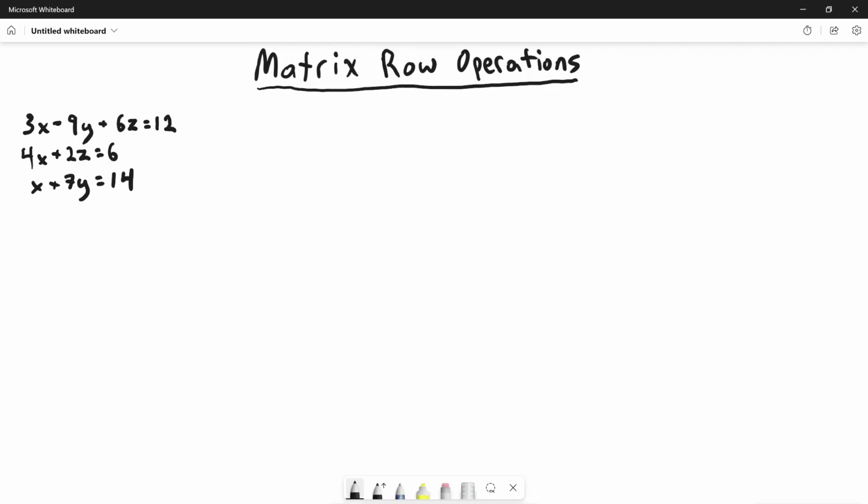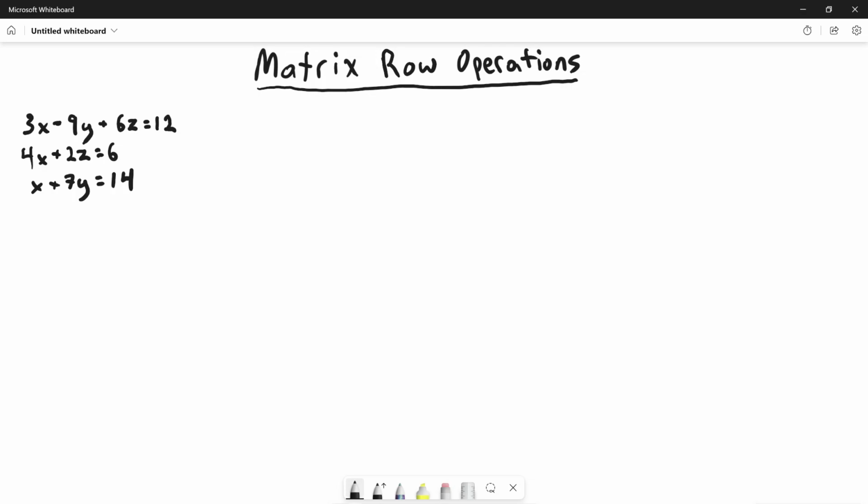Well, I think it's about time we get into some matrix row operations. Alright, this is like the heart of linear algebra right here. So this is when you really start getting into what linear algebra is really about and what you're going to be doing for the rest of your semester.